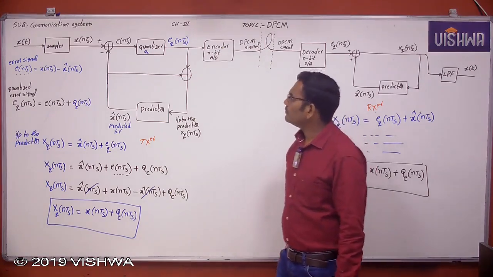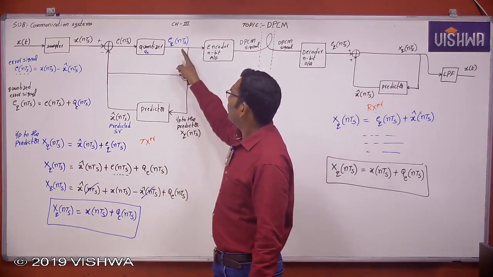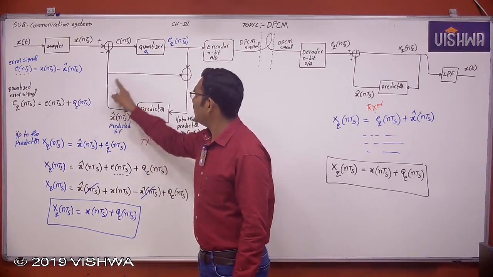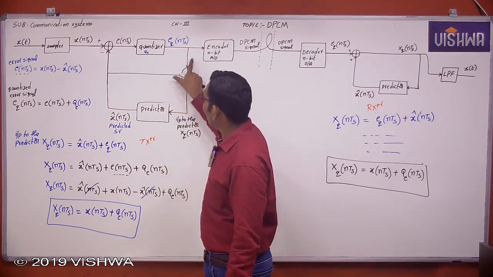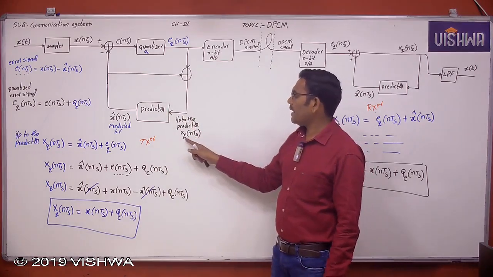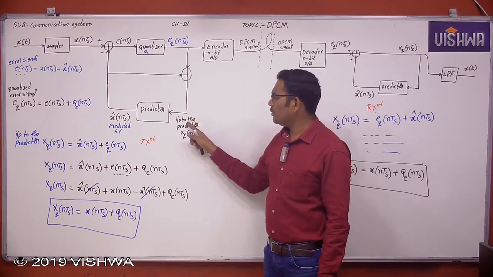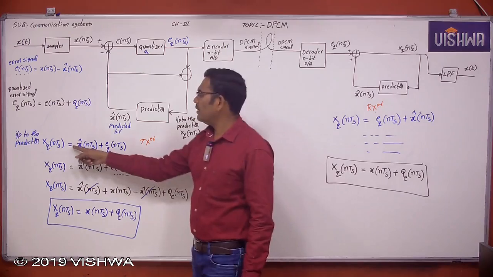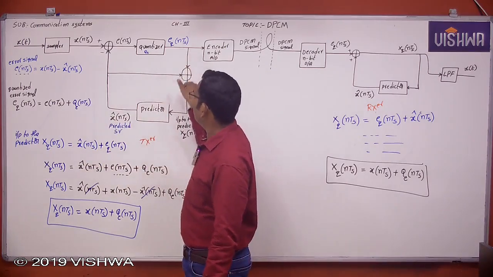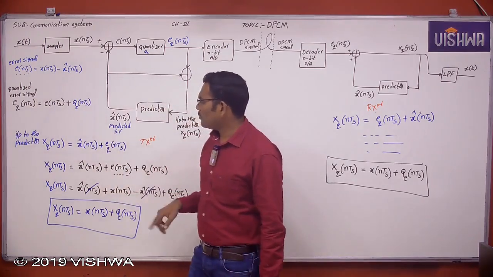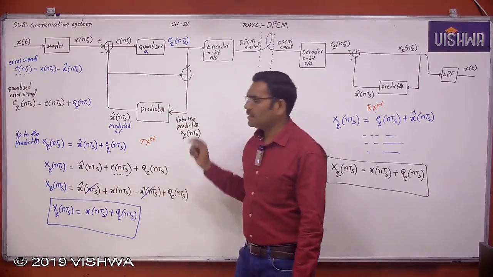Okay, now what happened here? Now this same quantized error signal which is going for encoding is added with the predicted sample values, and those two are added and applied as the input to the predictor. Now this xq of nTs is the input to the predictor, which is nothing but the predicted sample value with a quantization error sample value, the quantized error signal. So now see here, what is the input to the predictor?